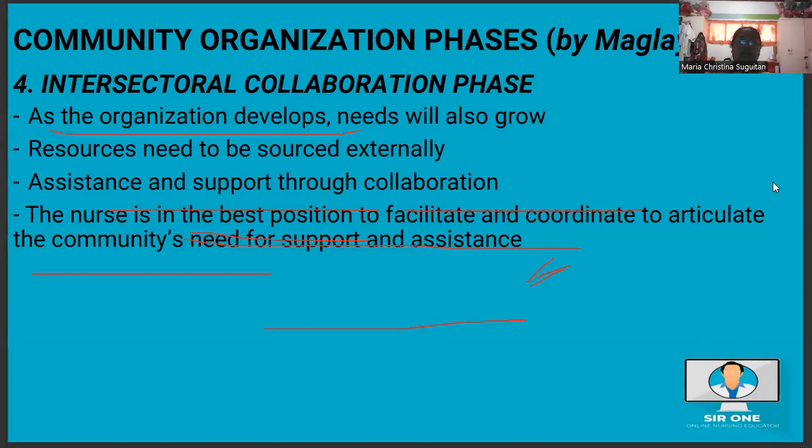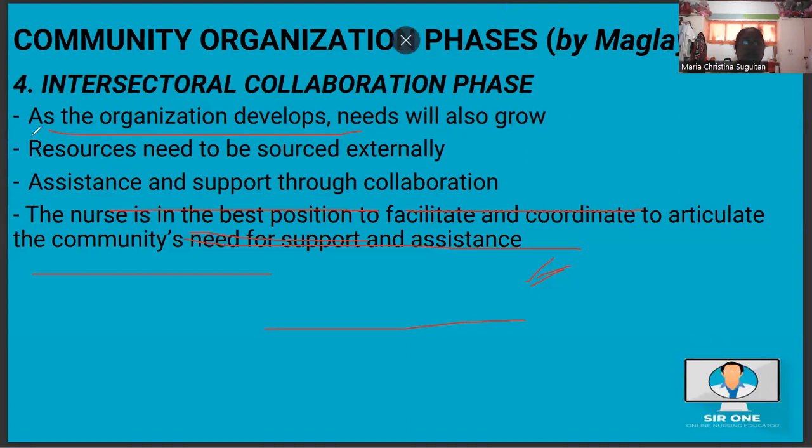And then, okay, we're done with preparatory organization, education training, and second to the last, the intersectoral collaboration phase.